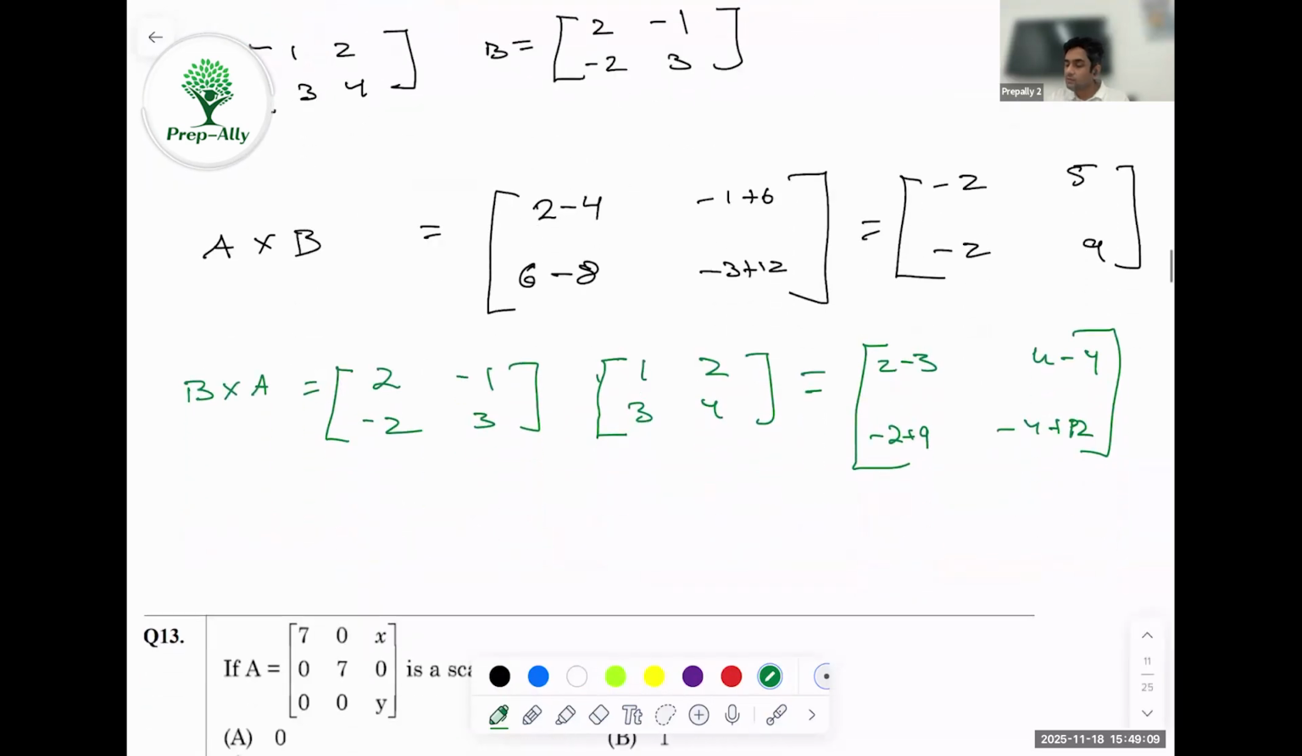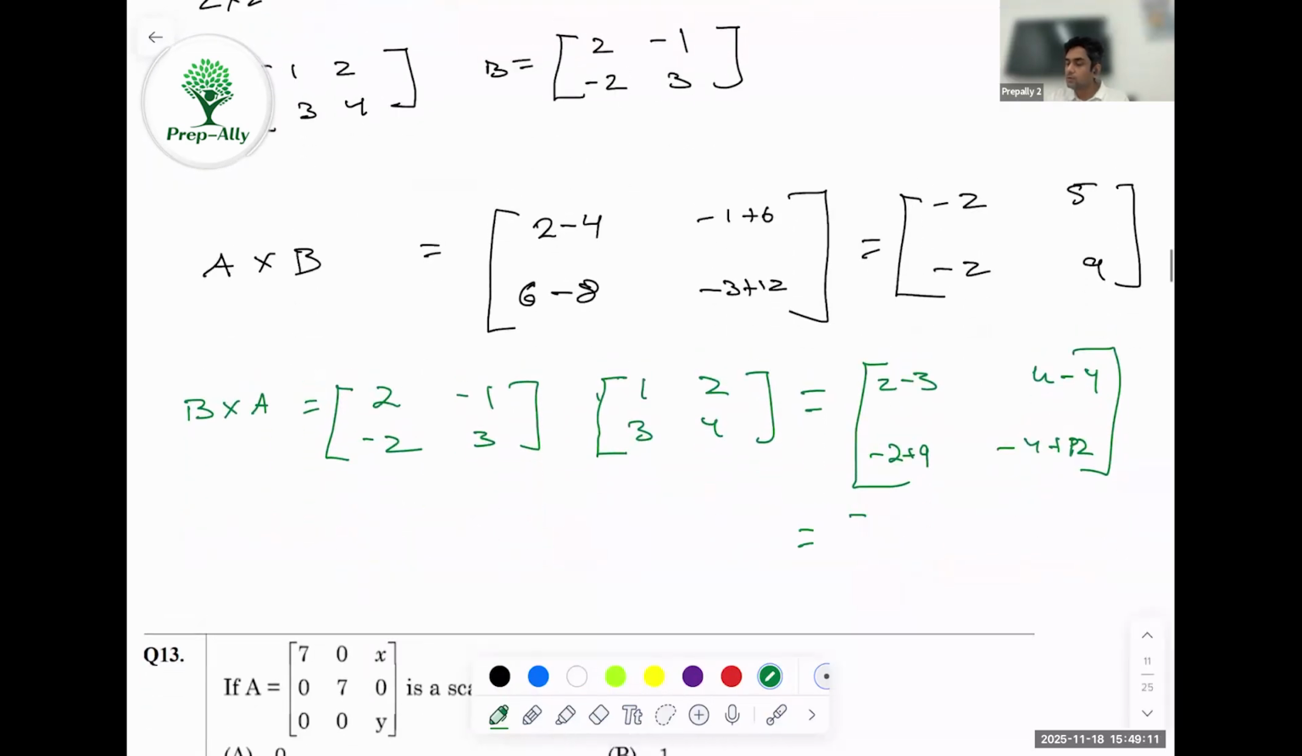Now we can clearly see what this value is coming out to be. This is coming out to be minus 1, 0, 7, and 8, which is definitely not equal. So we can clearly see AB is not equal to BA. So this is one thing that you have to be mindful of in the matrix. It's not normal algebra, it's matrix. So it does not act completely like that.